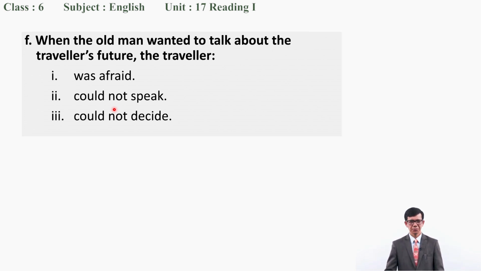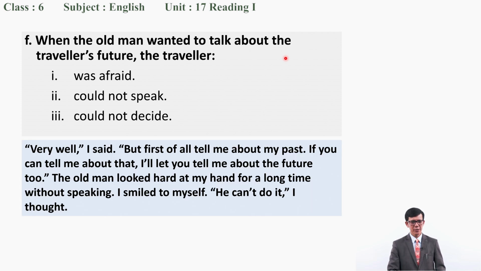And let's see this question. When the old man wanted to talk about the traveler's future, the traveler was afraid, could not speak, could not decide. He was hesitating, you see. Right? So look at there. Very well, I said, but first of all, tell me about my past. If you can tell me about that, I'll let you tell me about the future too.